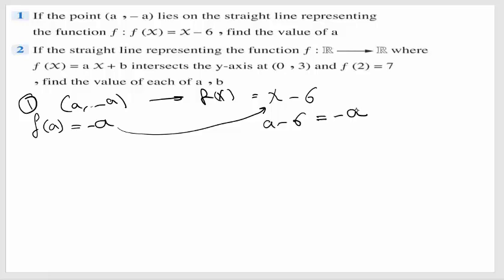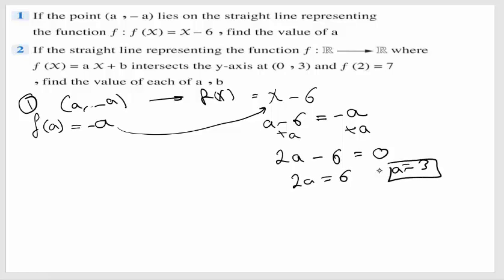And now I will solve an equation to find the value of a by adding a to both sides. So it will be 2a minus 6 equals 0, then 2a equals 6, and I got that a equals 3. The second example.